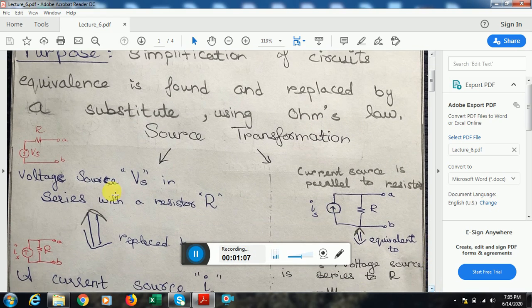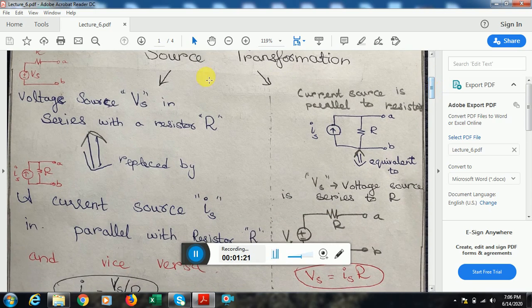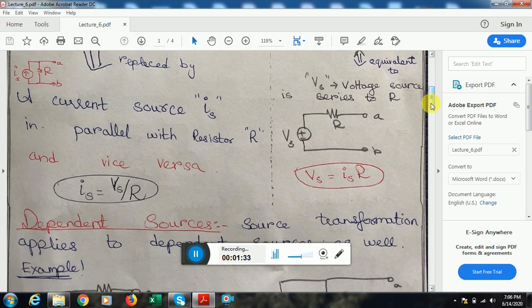Source transformation can be done as follows: if we have a voltage source in series with a resistor between terminals A and B, then this can be transformed into a current source in parallel to a resistor between the same terminals AB. And similarly, if we have a current source in parallel to a resistor, this can be transformed into a voltage source in series with a resistor between the same terminals AB. The governing principle is Ohm's law. Here, when we have to find the new Vs, it will be Is, the previous current source, times the resistance R. Over here, if we have to find the new Is, it is I = V/R, by inserting the values of Vs and R.